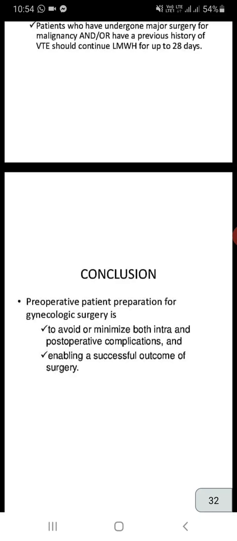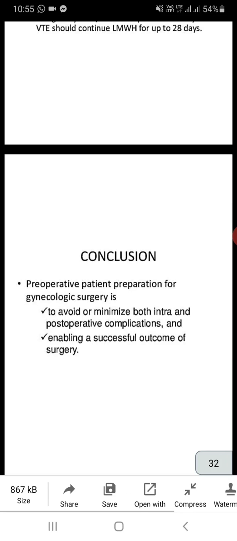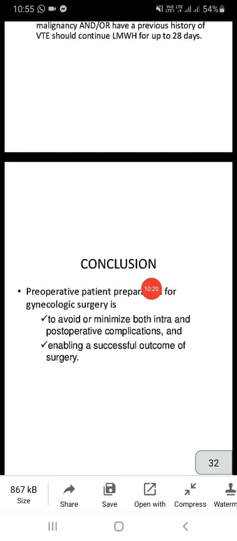And in conclusion, we can say that preoperative patient preparation for gynecological surgery helps to avoid or minimize both intra- and post-operative complications, enabling successful surgery. Okay, thank you all.